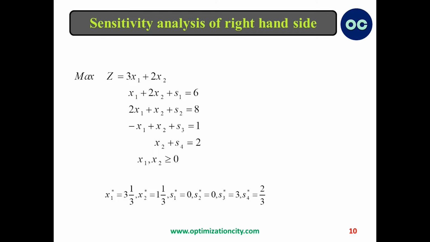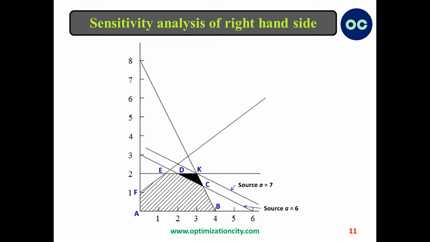Therefore, our interest lies in determining how much we can increase a scarce resource to enhance the objective function value. Similarly, we want to find how much we can reduce a non-scarce resource without impacting the optimal solution. Let's see this figure. Constraints 1 and 2 indicate the limited resource. Let's focus on resource A.